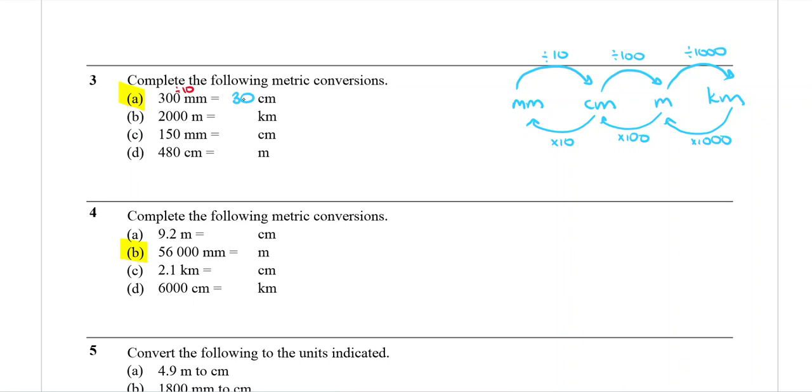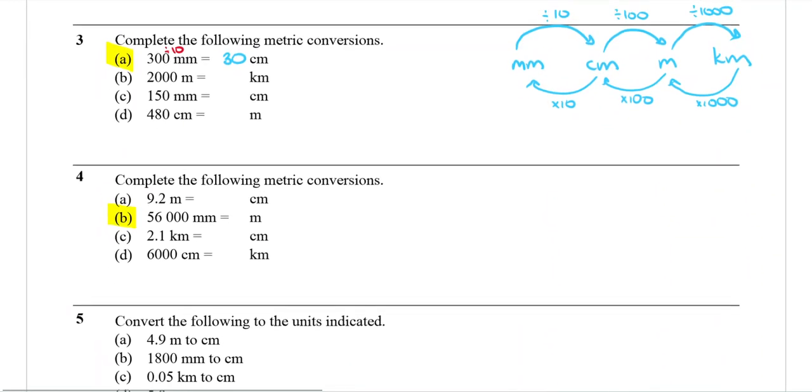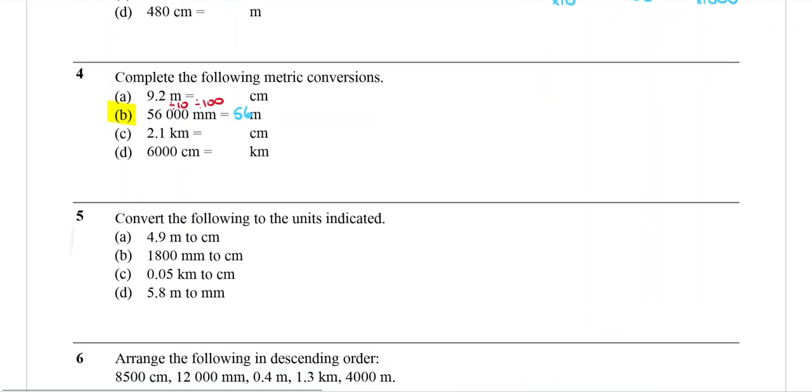Question 4. Complete the following metric conversions. This time we're going from millimeters to meters. So I did this one because it's two jumps. I have to divide by 10 and then also divide by 100. So divide 10, divide 100. And what do we get? Oh, I put 1,000 on that, sorry. Get rid of one of those zeros. We get 56 meters. Okay, so that's why that diagram is very, very helpful.